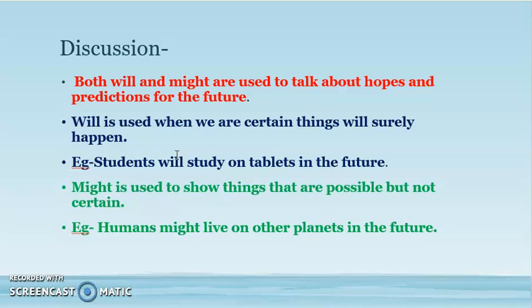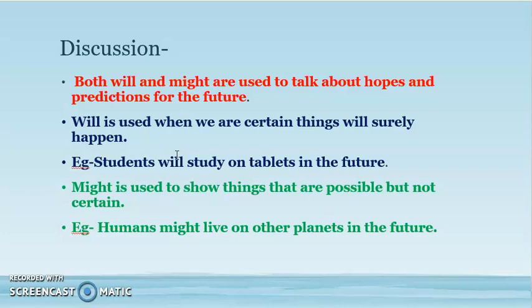Now S1, the first question is, imagine that you are living 100 years in the future. Answer the questions in complete sentences. Remember, you need to answer in complete sentences. Will you study on a tablet? Yes, I will study on a tablet. So you will write yes, then you will put a comma, and then I will study on a tablet, because the question is asking you will.